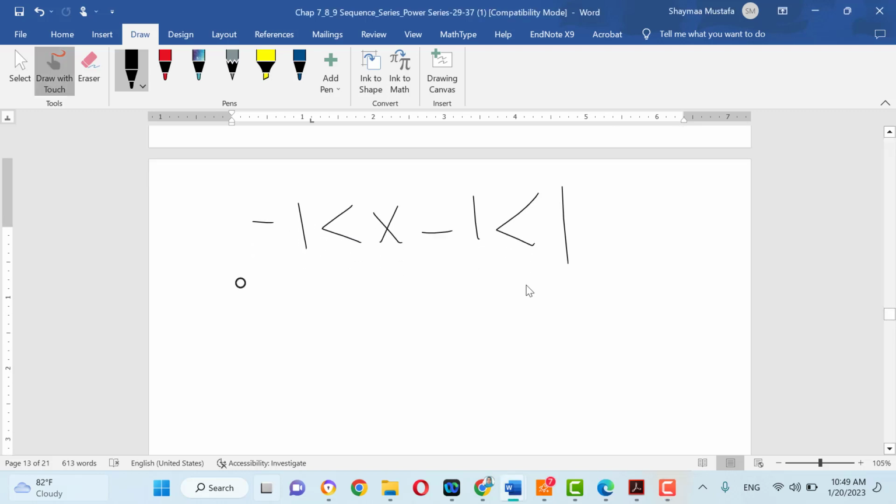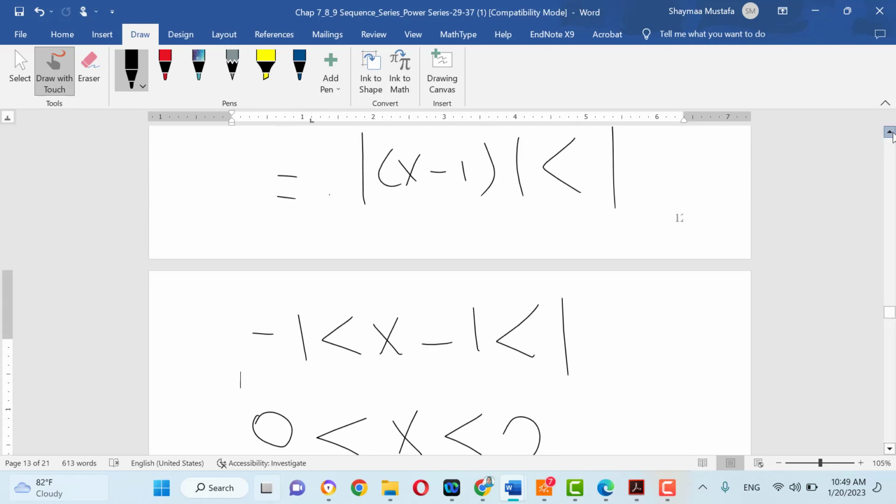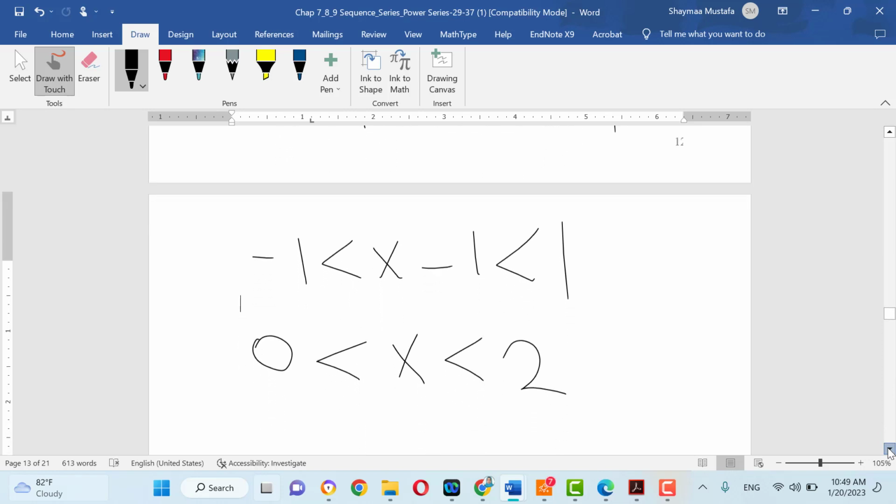Solving this inequality gives that x is between 0 and 2, by adding 1 to each side: plus 1, plus 1, plus 1. You get that x is between 0 and 2. Here we have the absolute value of x minus 1 less than 1, which means that minus 1 is less than x minus 1, which is less than 1. Add 1 to each part, which means that x is between 0 and 2.